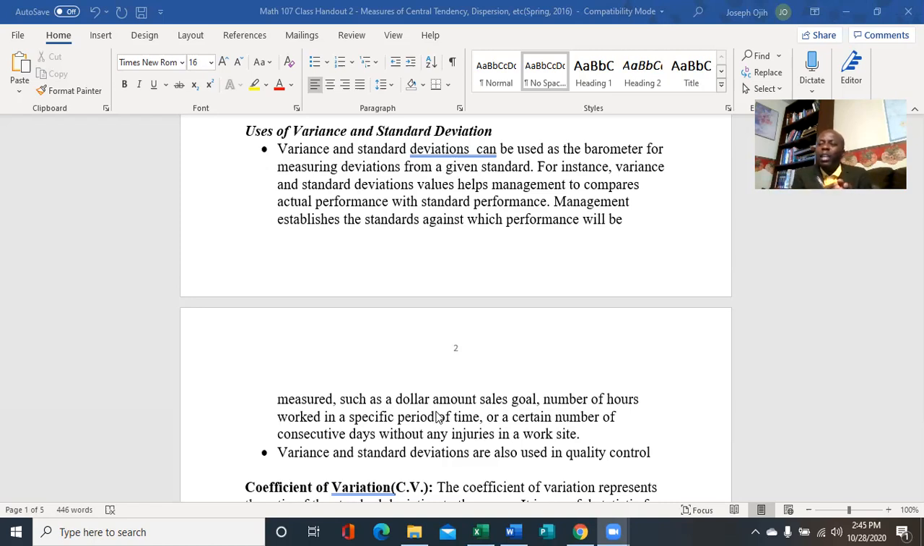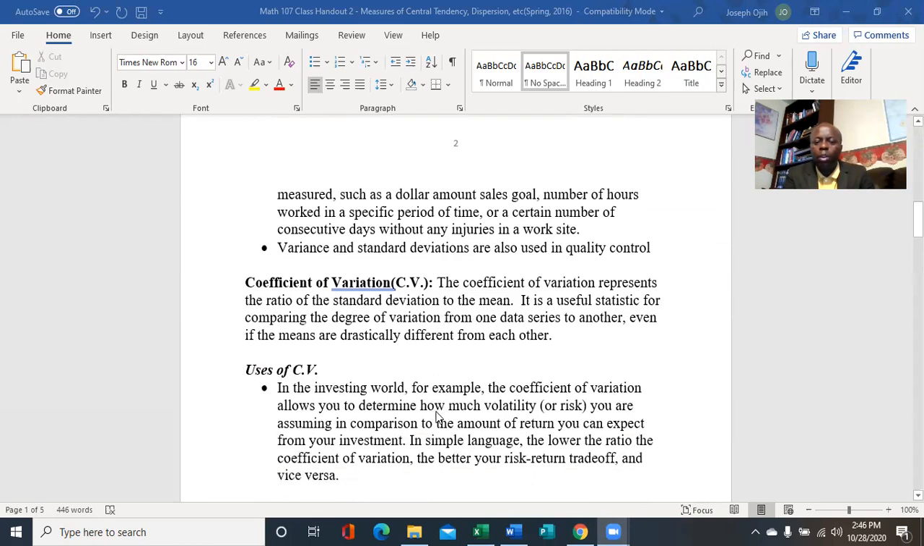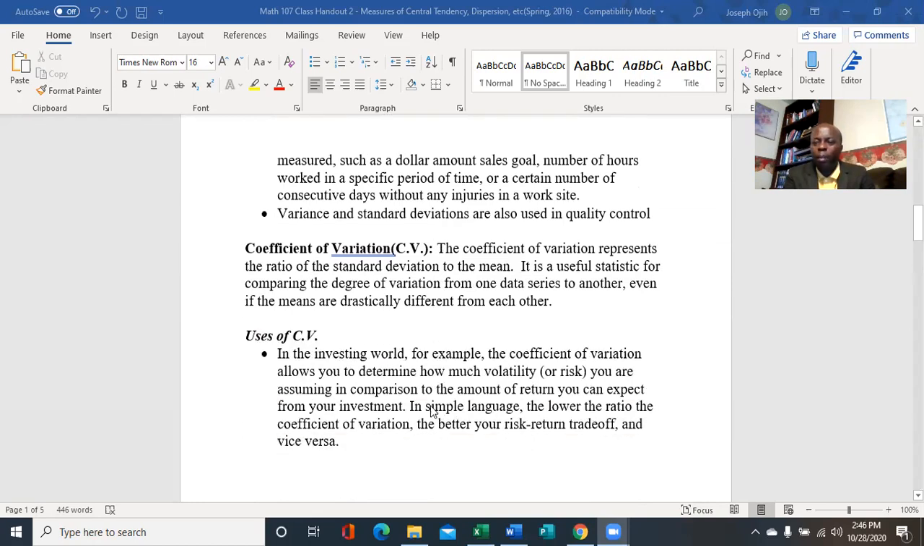How are sales doing, for example, when you compare it to the standard or the target of the company? Are we getting more of that? Stuff like that. Now, the coefficient of variation, we'll talk about that in a different lecture.